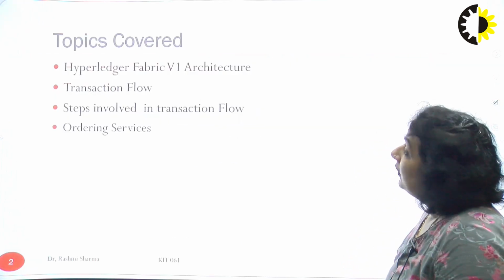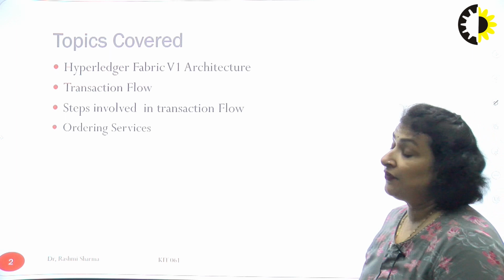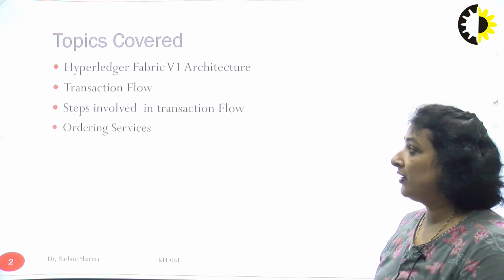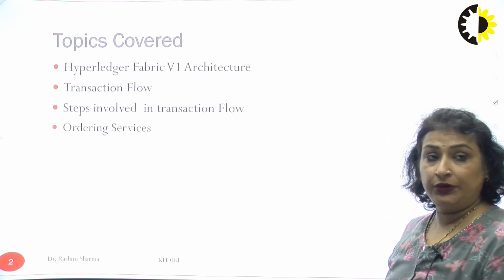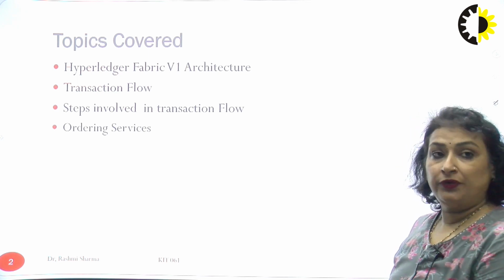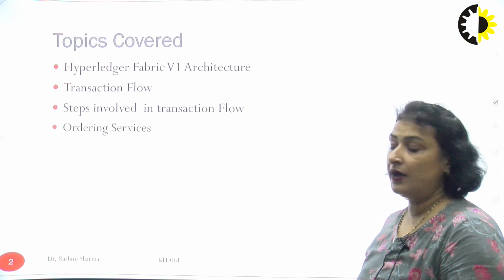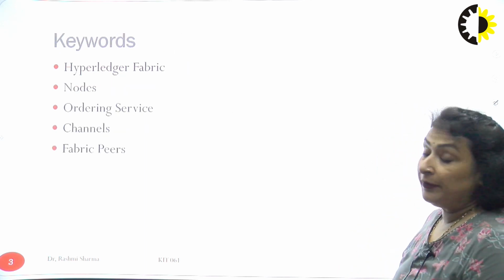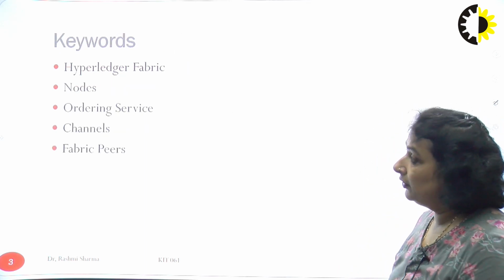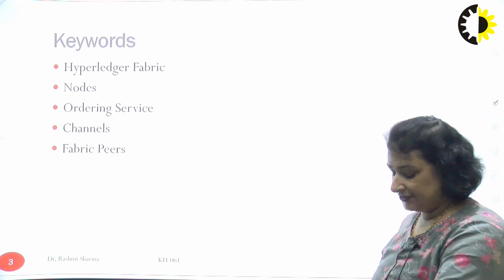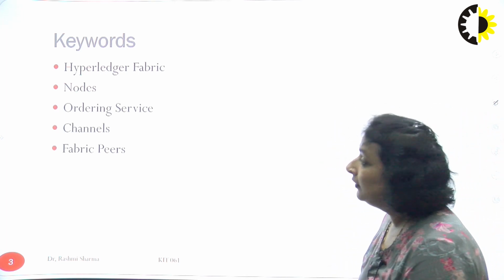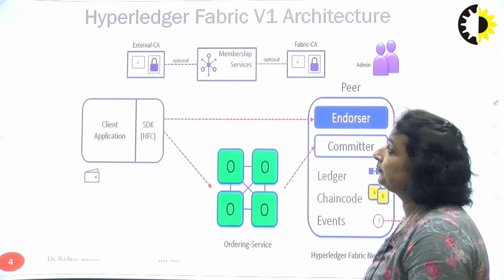So, the topics covered would be Hyperledger Fabric V1 architecture, then transaction flow, the steps involved in that particular transaction flow, and what we mean by ordering services, and what are the different ordering services which we apply in Hyperledger. Then the main keywords are Hyperledger Fabric, nodes, ordering services, channels, and Fabric peers.